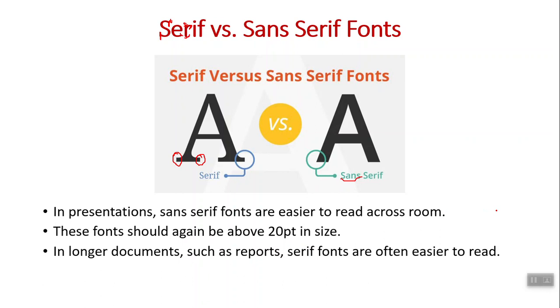In longer documents like reports, serif fonts are actually easier to read. So if you look at a book, books will use a serif font. Things that are in print usually use serif fonts. If you have a book on a Kindle, for example, you can pick between serif and sans serif, depending on what works best for your eyes. But a lot of times in longer documents, we'll use those serif fonts.